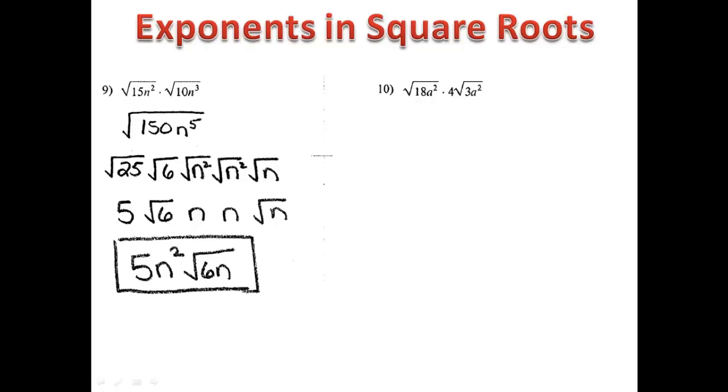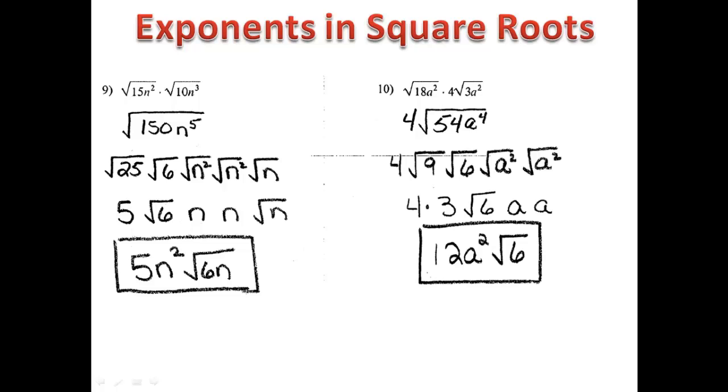And by multiplying the outsides, the 4 and the 1, and the insides, the 18a squared times the 3a squared. Now I can simplify my radical. 54 is 9 and 6, and I have a to the fourth, which is square root of a squared, and square root of a squared. 4 times 3 is 12, a squared, square roots of 6. Once again, notice in my radical I had a to the fourth, that's two groups of 2, and so I have a to the second, that's on the outside.